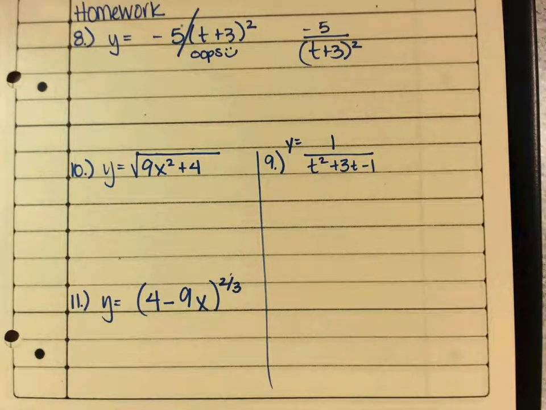Okay, so you're rewriting first, taking the derivative. Some of them involve negatives, some of them involve fractions, but they all involve chain rule.